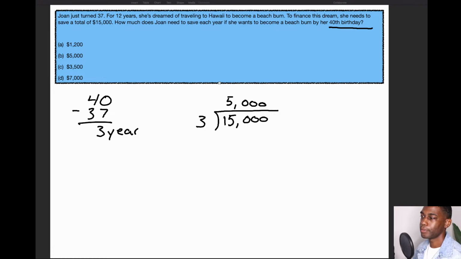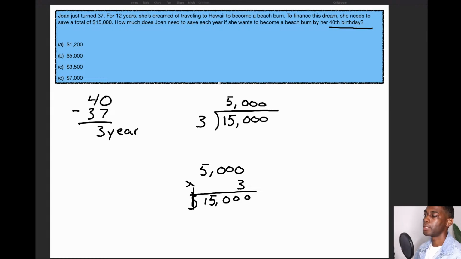In order to fact check our work, we could take this $5,000 answer that we have, okay, multiply it by the 3 years that we have. We know that 3 times 0 is 3 zeros, and then 3 times 5 we know is 15. So 3 years, we should save $15,000. Okay, so this checks out. This 5,000 actually checks out. All right, we go to our answer key. Look at that. B, $5,000.